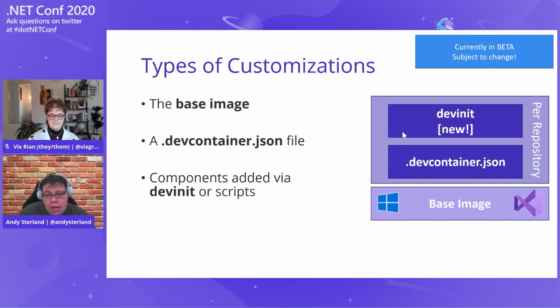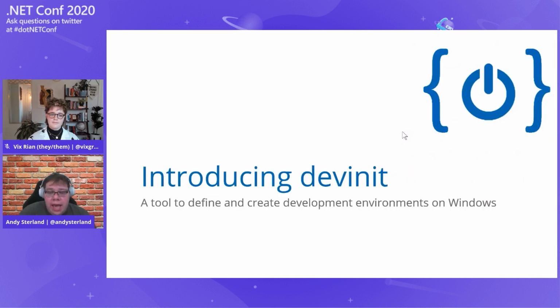Job's done. But if you don't have that script that deploys your environment and creates all the stuff necessary for a developer to be productive, that's where we're introducing a new tool called devinit. And devinit is a tool to help you define and create development environments on Windows. It's just in preview. It's for codespaces right now. And we're looking at moving it to Visual Studio for local experiences in the future. But right now it's part of codespaces.